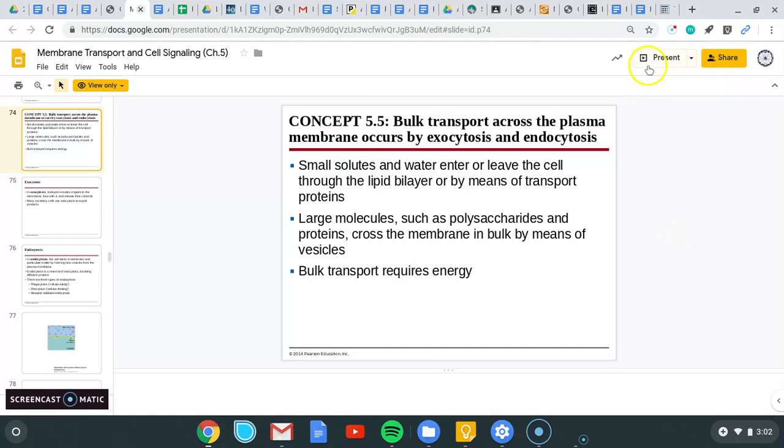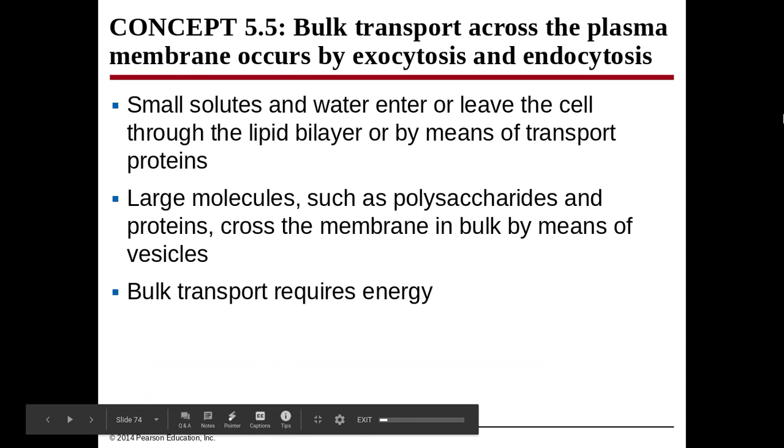This video for cellular transport has to do with bulk transport. In the previous videos, we talked about how small molecules and water can enter or leave the cell through the lipid bilayer using transport proteins or just by simple diffusion. But large molecules usually cannot cross the membrane in that way, and so they have to cross in bulk using vesicles.